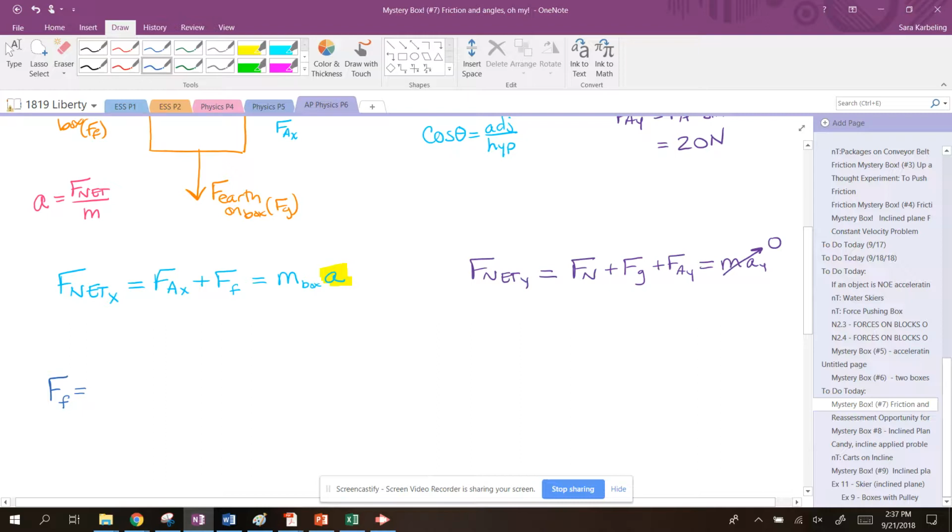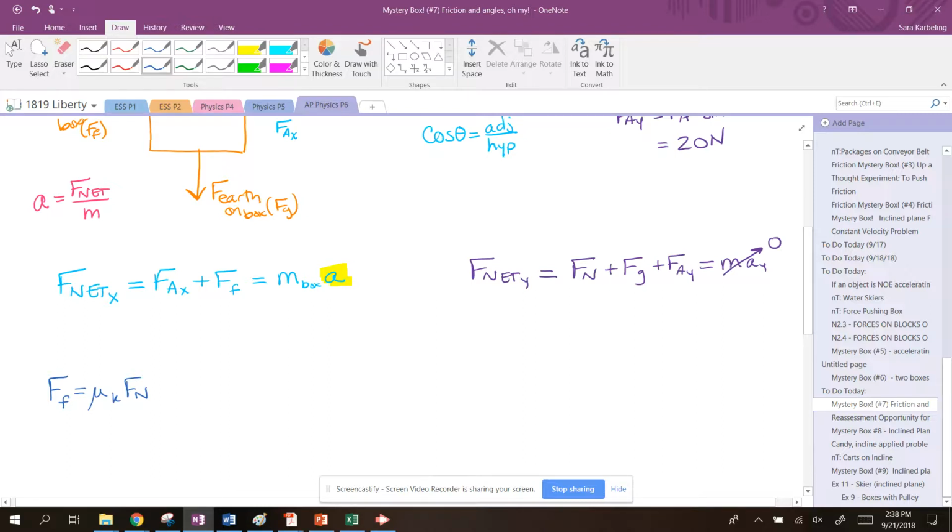Okay, so it's equal to mu. It's like what a kitty says. It says mu sub k times the normal force. Awesome. If you haven't written that down right now, do that because we need that.